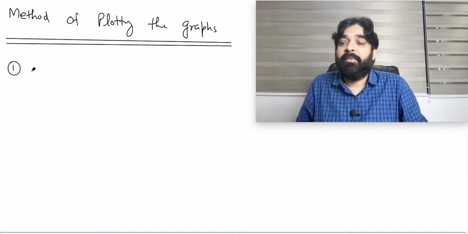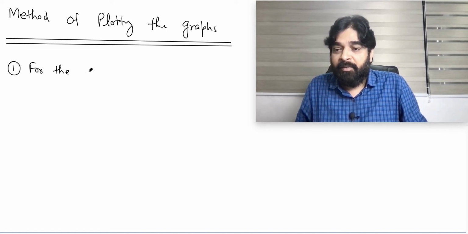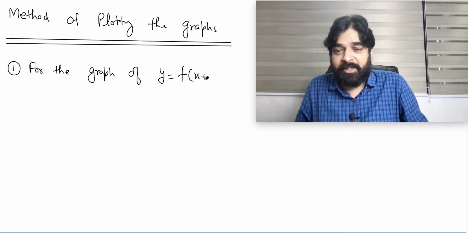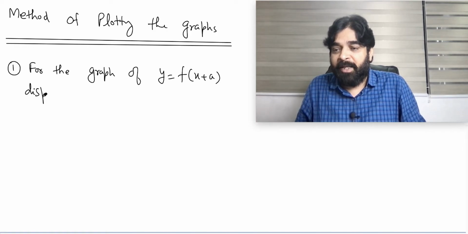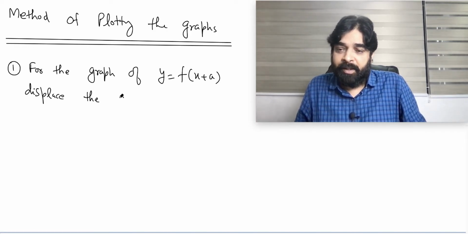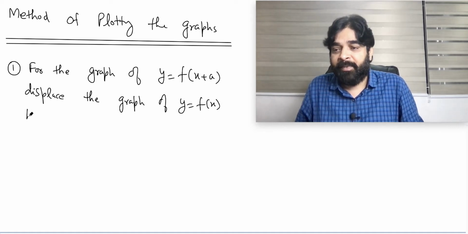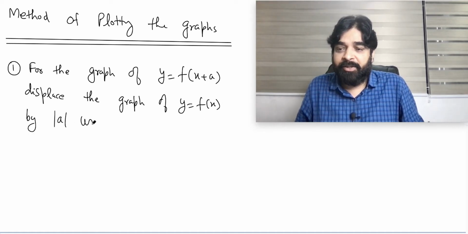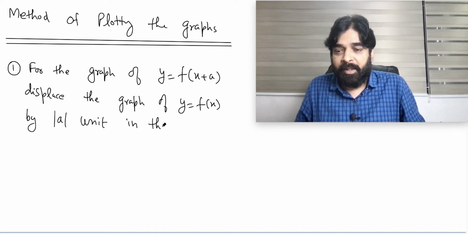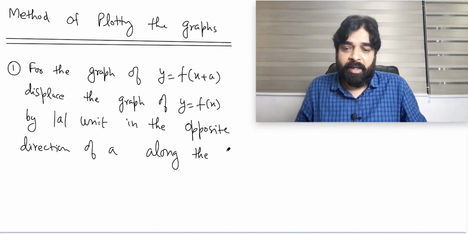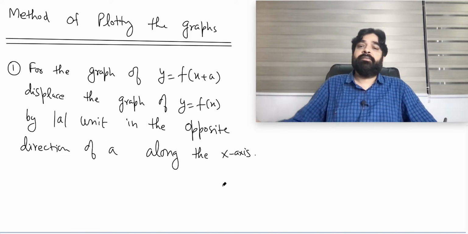First one, write down. For the graph of y equal to f of x plus a, displace the graph of y equal to f(x) by mod a units in the opposite direction of a along the x-axis. I will explain, don't worry.